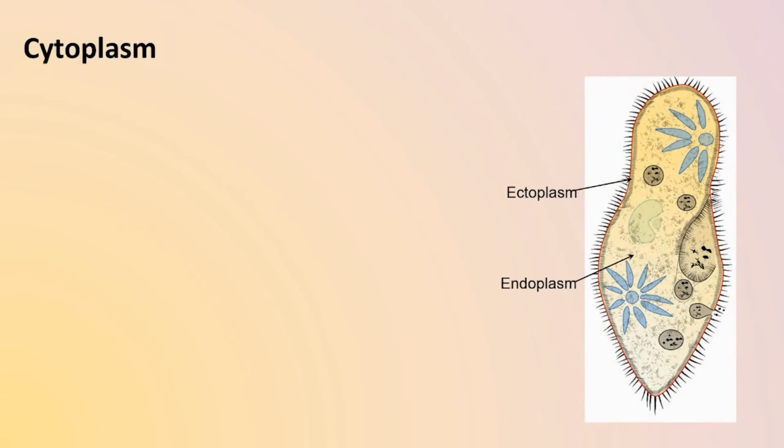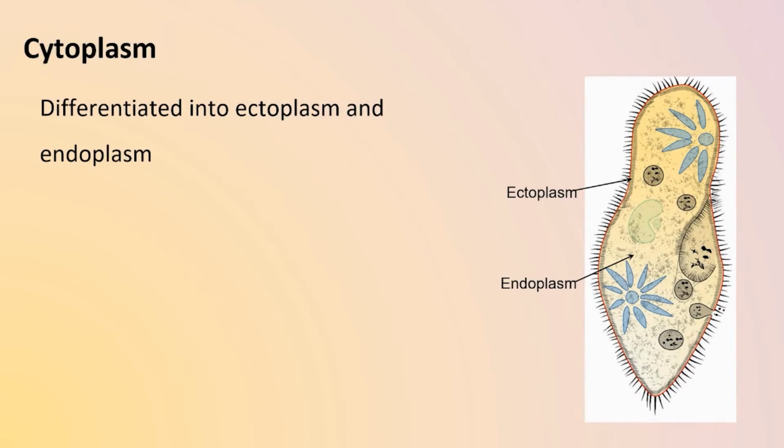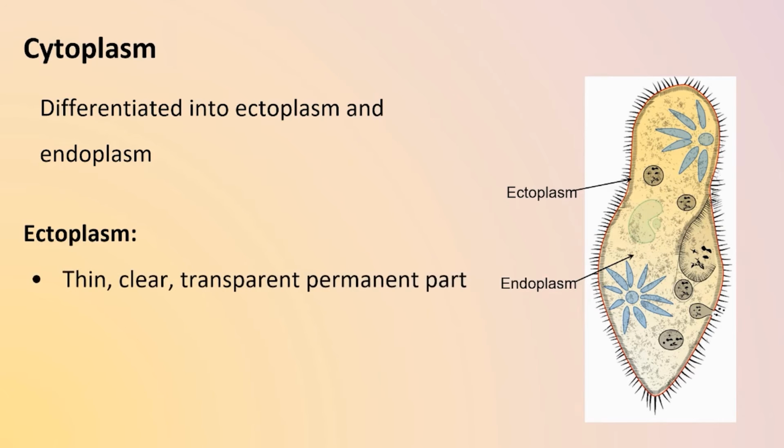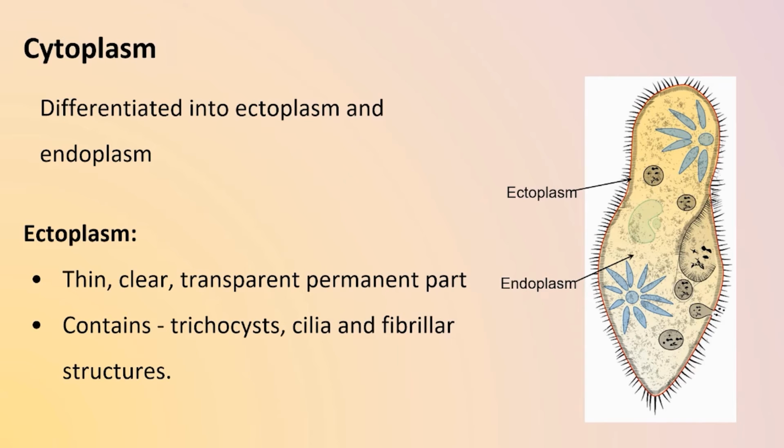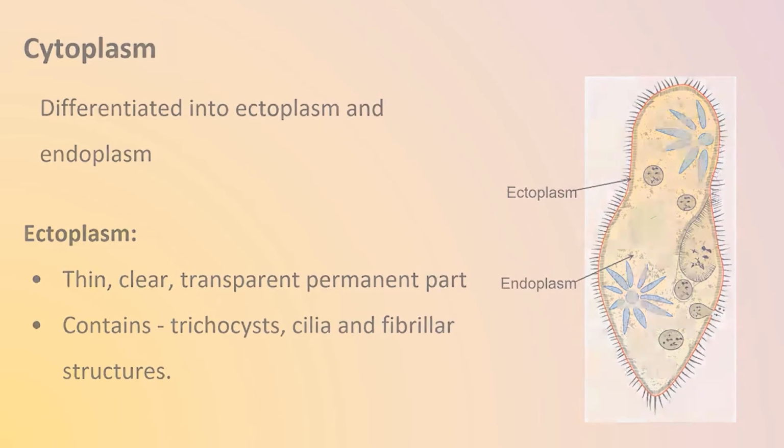Cytoplasm. The cytoplasm is differentiated into a narrow external or cortical zone called the ectoplasm and a larger internal or medullary region called the endoplasm. Ectoplasm. The ectoplasm, which is also called ectosarc or cortex, is a permanent part of the body, strikingly delimited from the endoplasm. Ectoplasm forms a firm, clear, thin, and dense outer layer. It contains the trichocysts, cilia, and fibrillar structures, and is bounded externally by a covering called the pellicle.